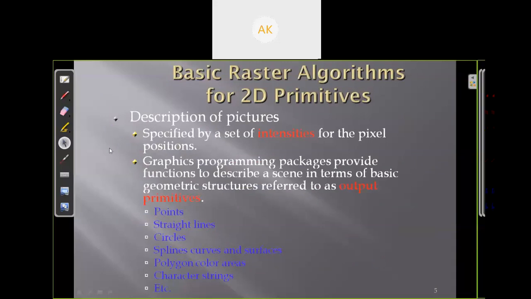The description of the picture specifies a set of intensities for the pixel positions, and the graphics program package provides functions to describe a scene in terms of basic geometric structures referred to as output primitives. So what output primitives will we use? Our first output primitive is point, then lines, circles, curves and surfaces, polygon and polygon areas, and characters. Using all these basic primitives we can plot or display the full image, the full scene.